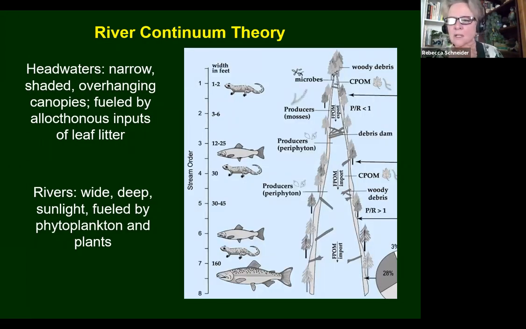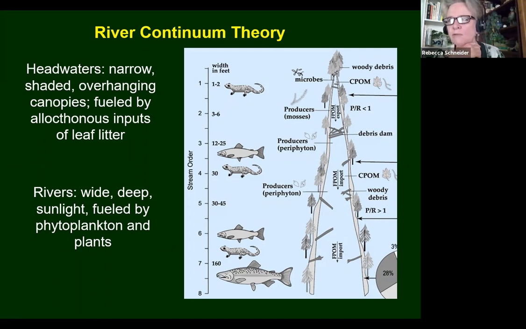The second big theory that drives our understanding of streams and rivers is called the river continuum theory. And as we noted when we talked about the Strahler stream order, streams increase in size as they go further downstream. The schematic on the right shows stream order 1, 2, 3, 4. The width in feet starts at 1 to 2 feet. A third order is about 12 to 25 feet wide. By the time you get to a seventh order, it's 160 feet wide, and so on.